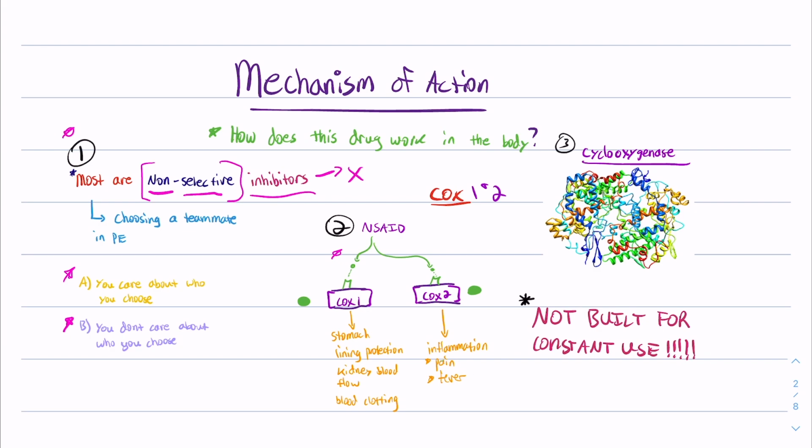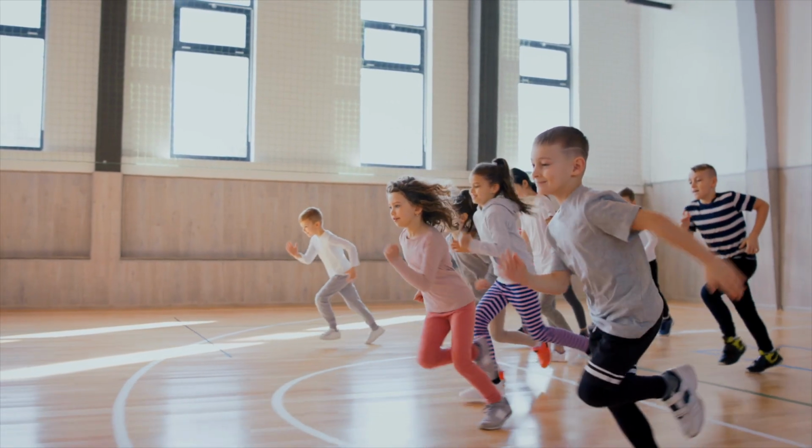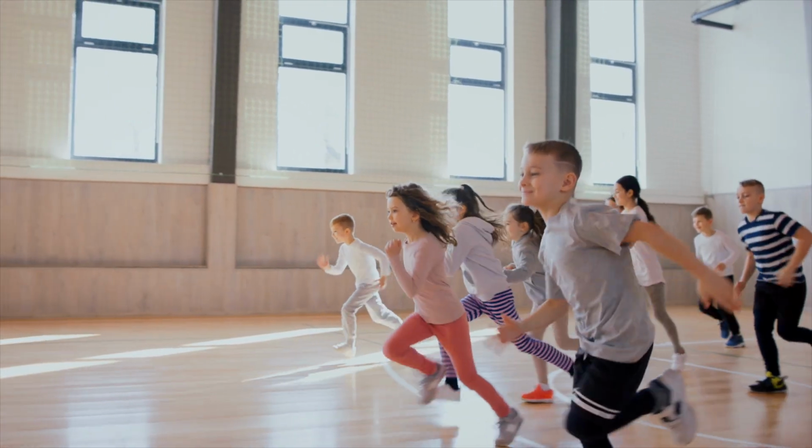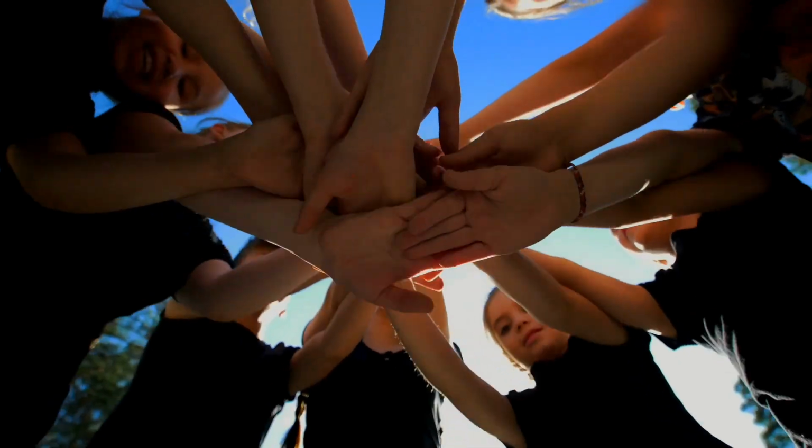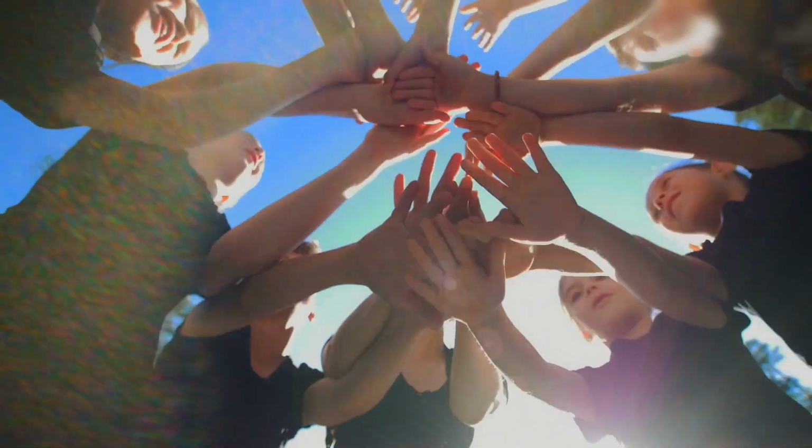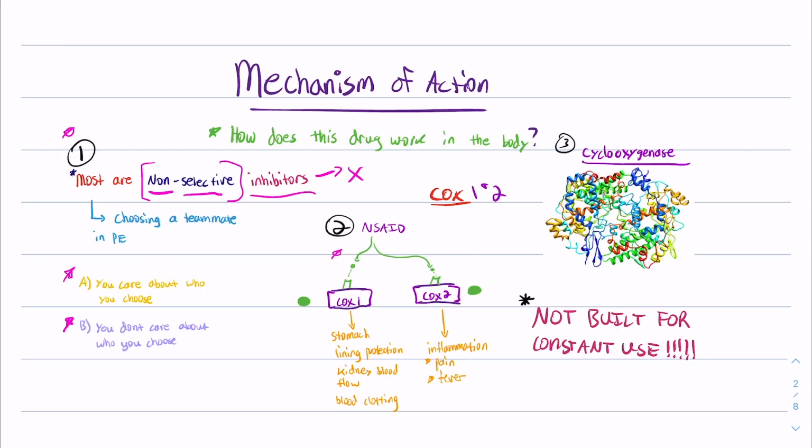So let me give you a practical example. When you're younger, you had physical education class, right? PE. And oftentimes you'd have sports you would play, and you'd pick out people, or you'd be picked out to play these sports. In this case, you got 2 options. A, you care about who you choose, right? You're selective about who you choose. You're gonna choose the people that are gonna win you the games, the most athletic people. Or you are non-selective. You don't care about who you choose. You can just choose anyone because you're just trying to play or have fun. So you can be selective or non-selective. This is how a lot of these NSAIDs work.